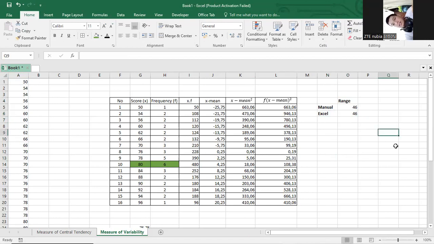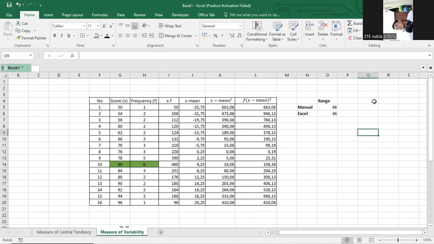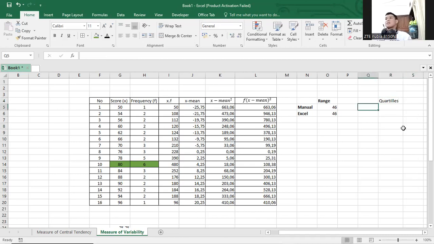Okay, that's range. After that, we are trying to find quartiles. The first one that we have to do is the manual way, and manually it's kind of hard. We have to type several equations here to make it very clear, you know.